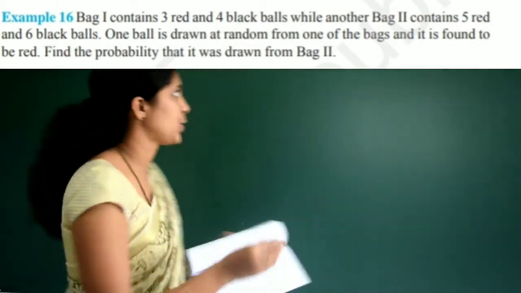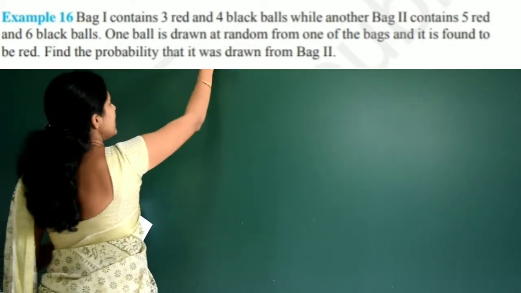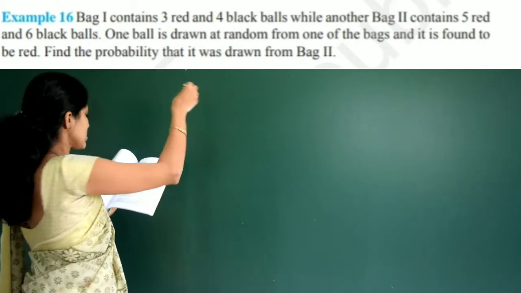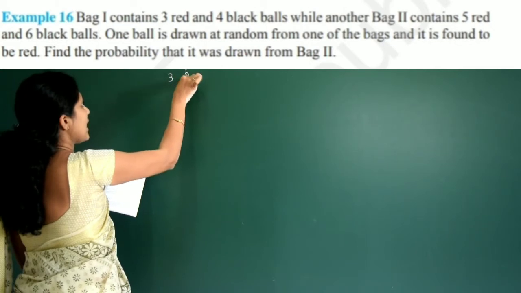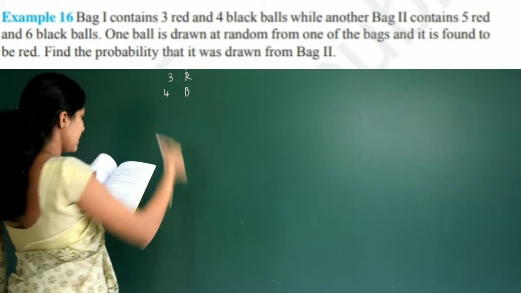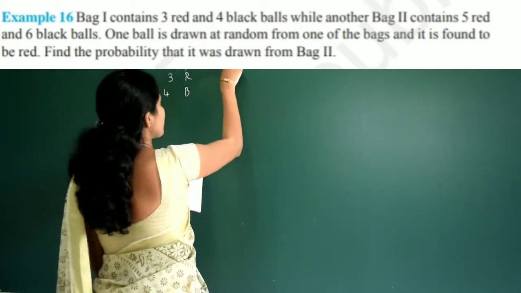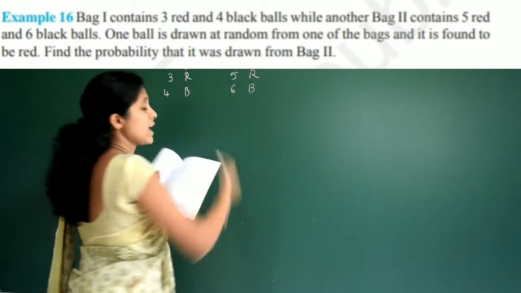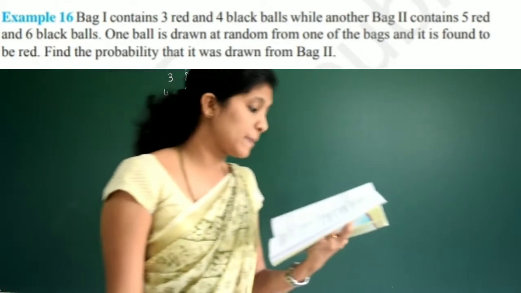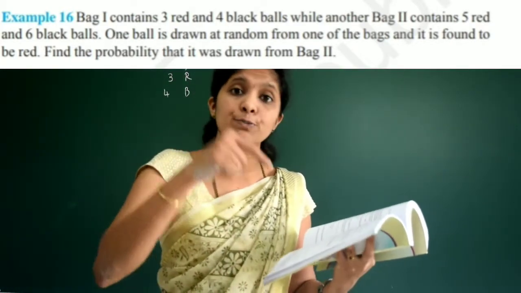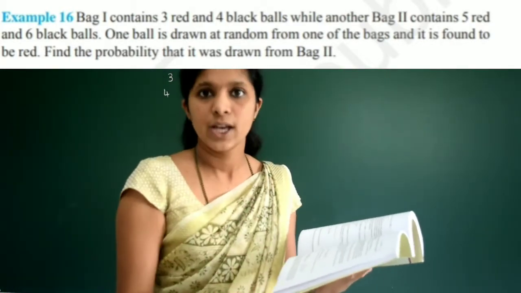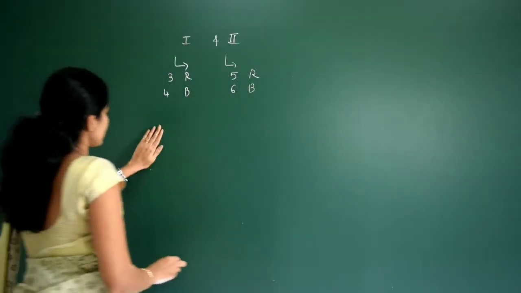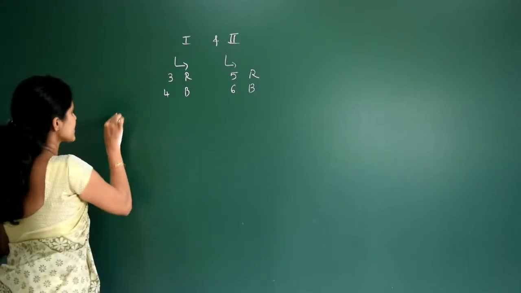Is it clear? There are 2 bags, bag 1 and bag 2. In bag 1, there are 3 red balls and 4 black balls. In bag 2, 5 red balls and 6 black balls are there. Now you need to find the probability of a red ball and it should be from bag second. So here we need to use the Bayes theorem. See here, first let us consider the events.